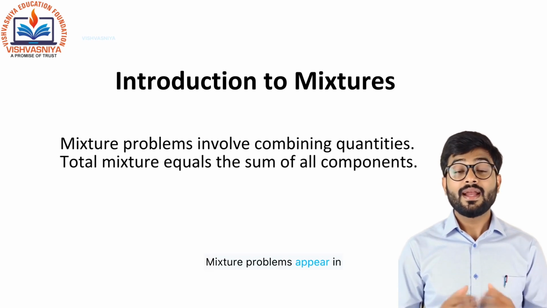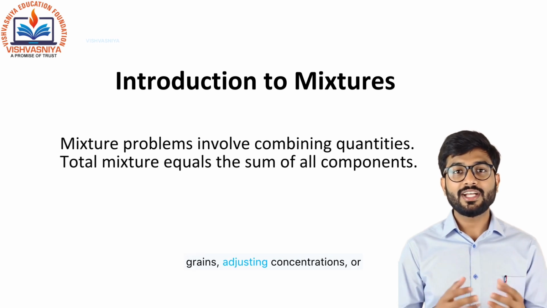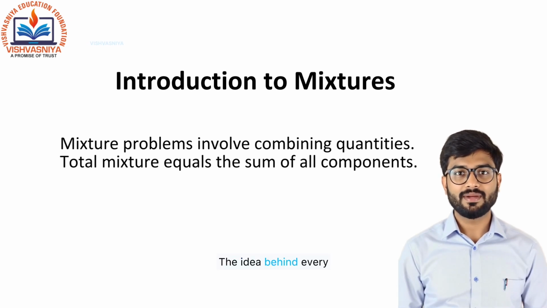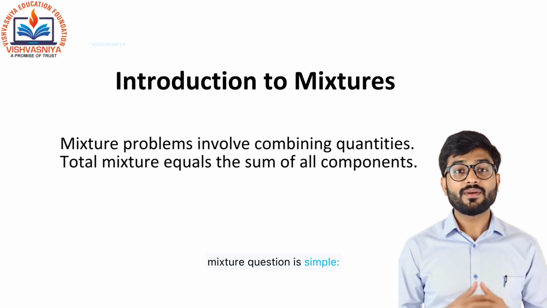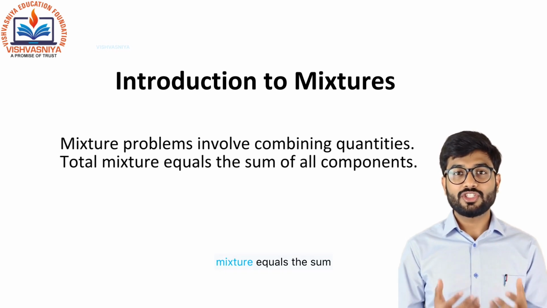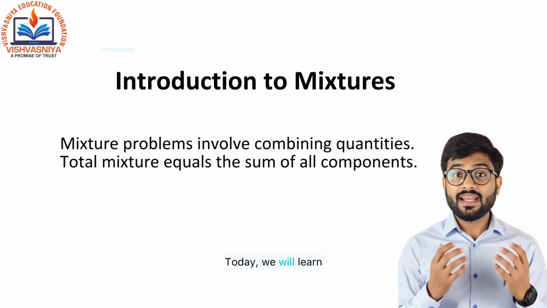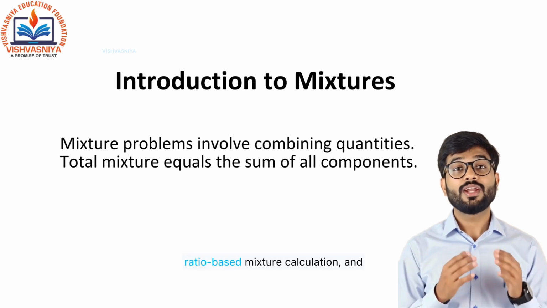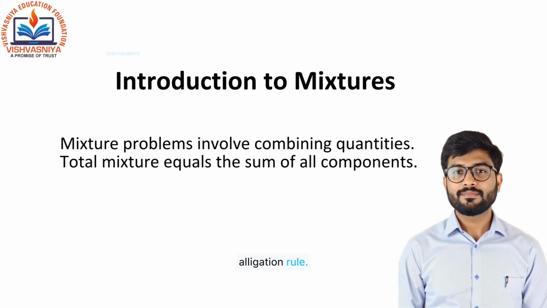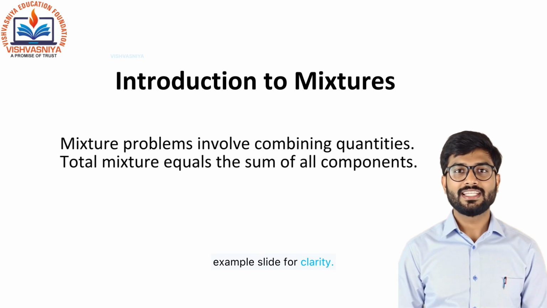Mixture problems appear in many real situations such as mixing liquids, combining grains, adjusting concentrations, or preparing solutions. The idea behind every mixture question is simple. When two or more components are combined, the total quantity of the mixture equals the sum of the individual quantities. Today, we will learn the basic mixture concept, ratio-based mixture calculation, and an introduction to the alligation rule. Each concept will be followed by a separate example slide for clarity.